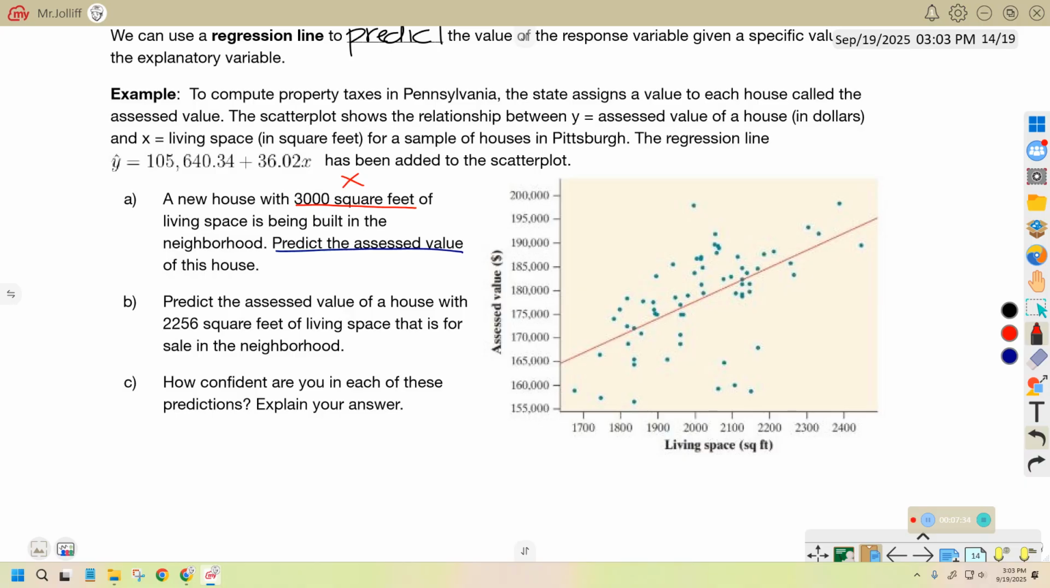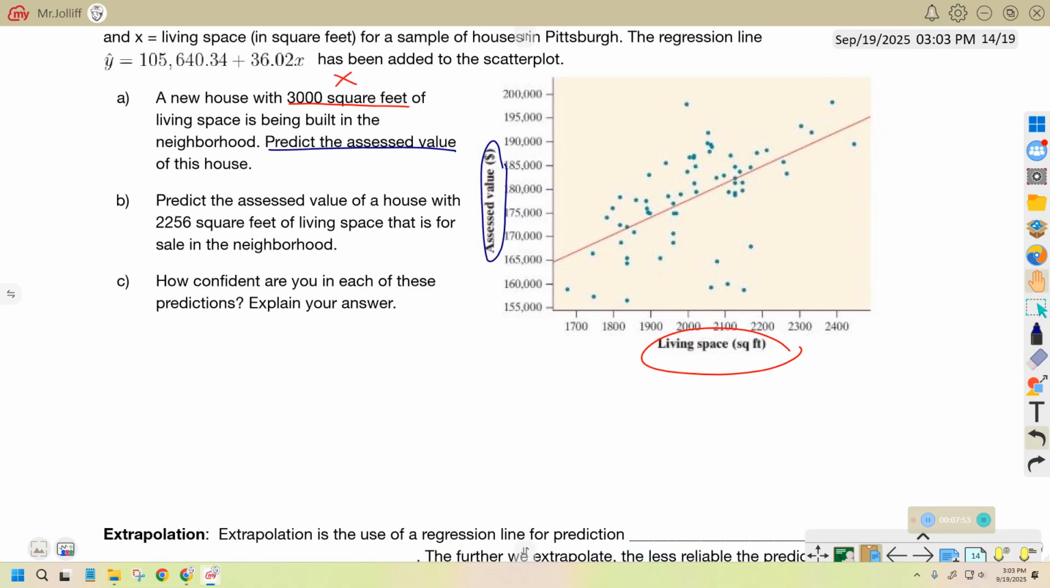The graph. Look at where that shows up. Yeah, I can see areas plotted on the x-axis. Must be my input, must be my explanatory. Good. So they've given me an x value. They want me to predict a y value. And we have an equation that relates the two.